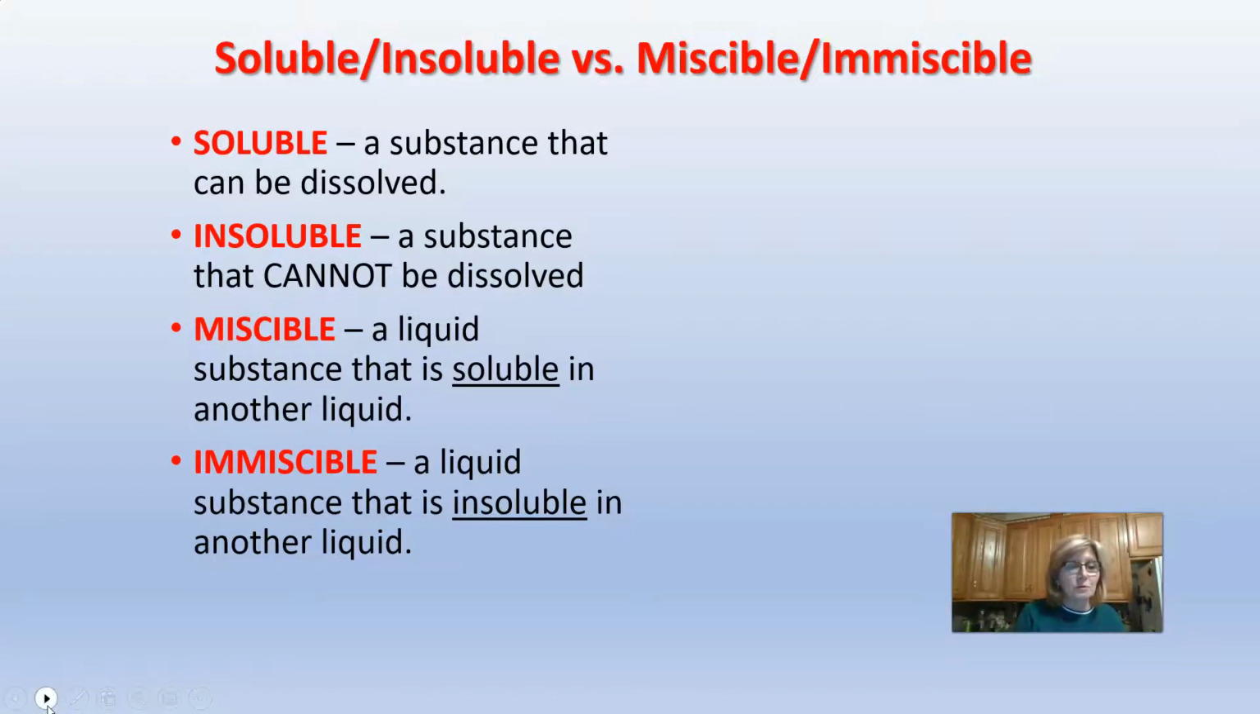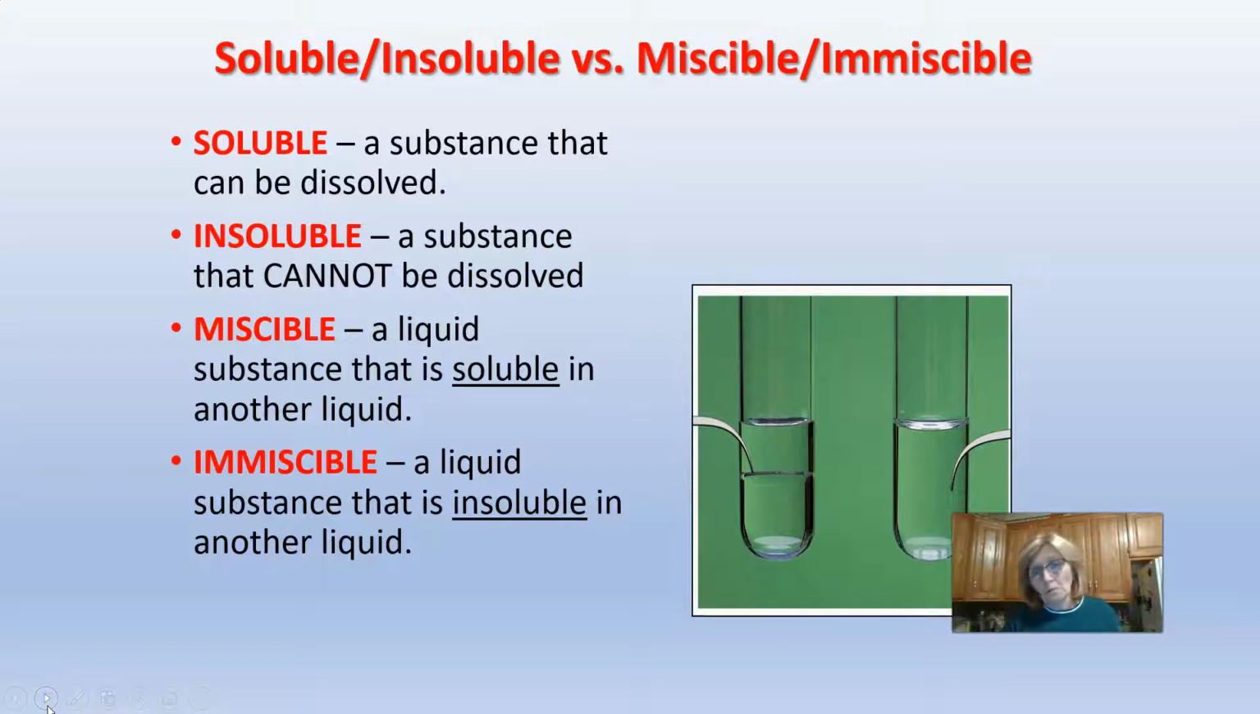Oh, I'm sorry, this is just one more way of looking at it. This is soluble, again, a substance that can be dissolved. Insoluble, can't be dissolved. Miscible, will combine. Immiscible, cannot combine. So there you have it. You can see the difference on this screen here. This cannot stay together, so it is immiscible. This over here is mixed together, blends together, combines together, whichever way you want to say it, and therefore it is miscible.